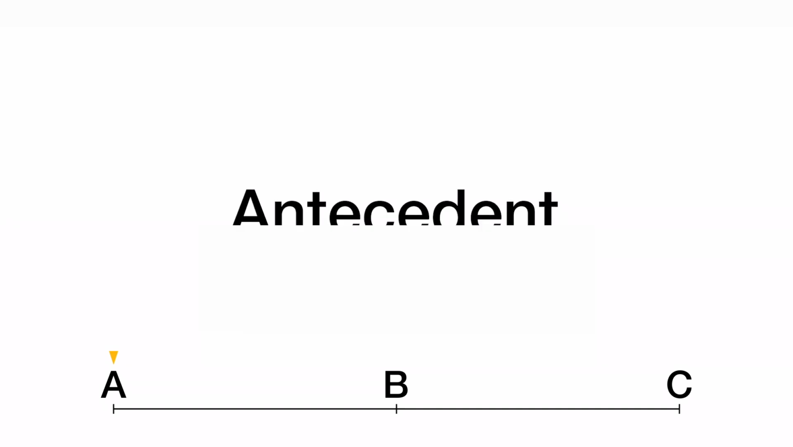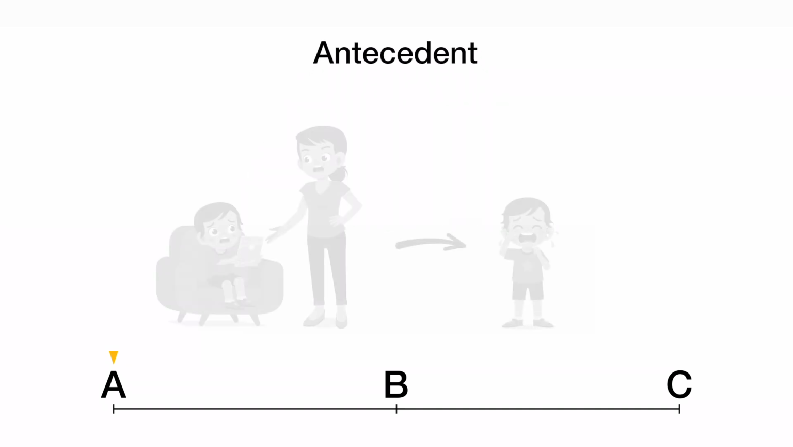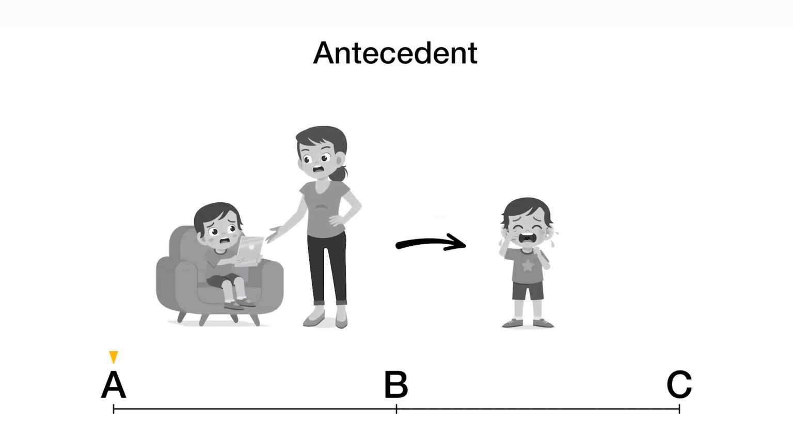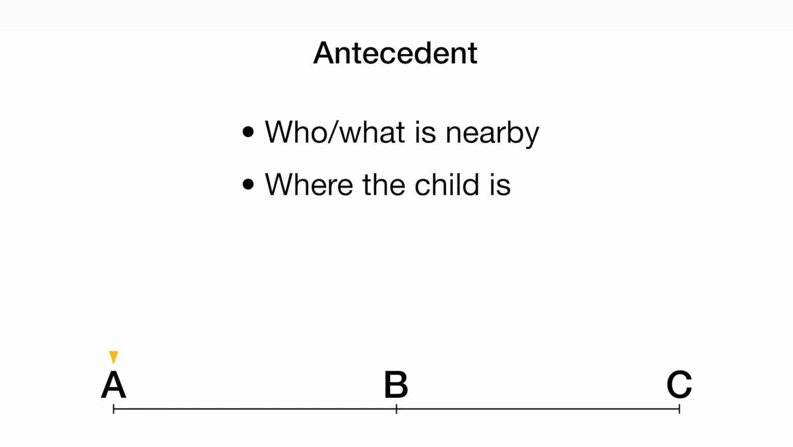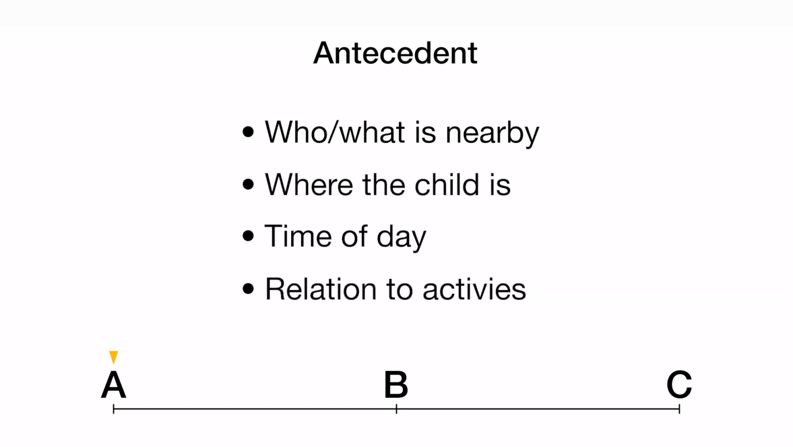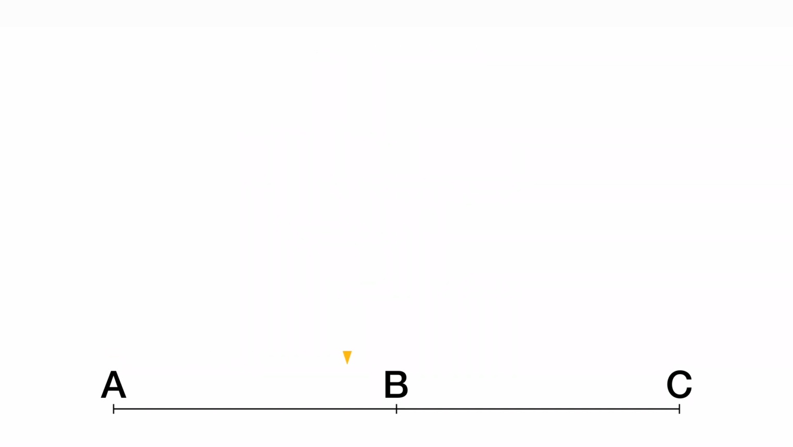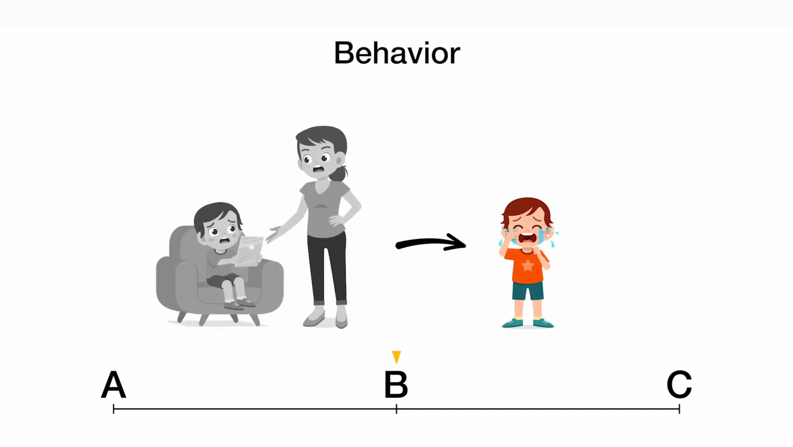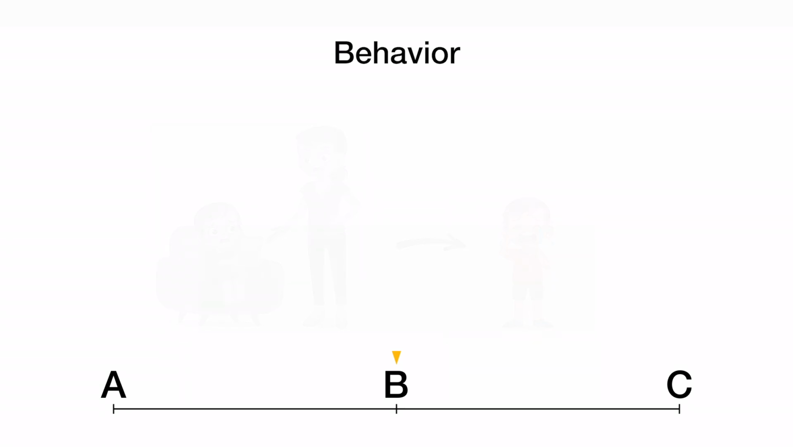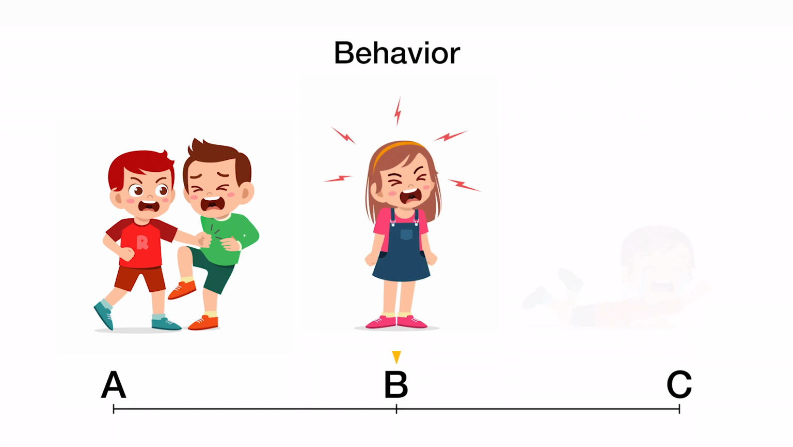A stands for antecedent. This is what happens immediately before a child exhibits a behavior, a setup or a trigger. Pay attention to who and what is nearby, where the child is, what time of day it is, and what the relation is to activities. B stands for the behavior that you observe following the antecedent. It is important to be specific about what the behavior is. Is it hitting, shouting, plopping down on the floor?